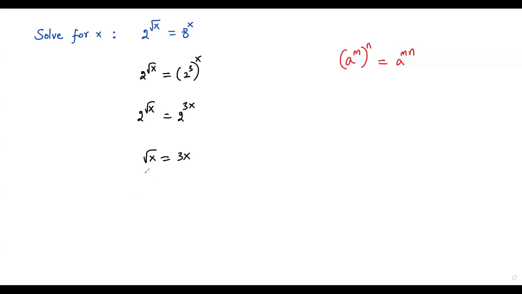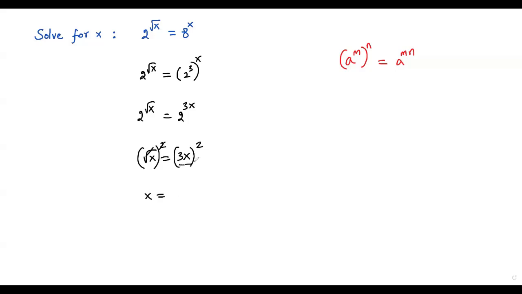Now we have to solve for x. For that, first we have to get rid of this square root that we have for the x. So to get rid of the square root over here, I have to square both sides. Now let me square both sides. When I square both sides, the square and square root will cancel out. I just get x on the left side.